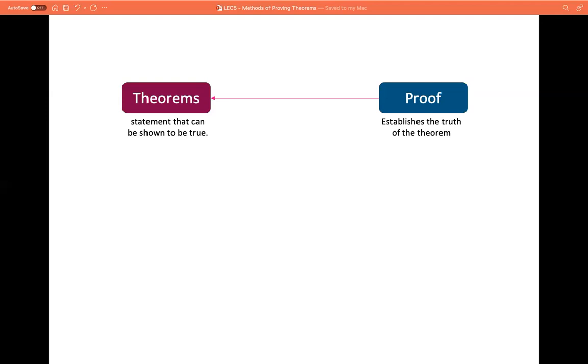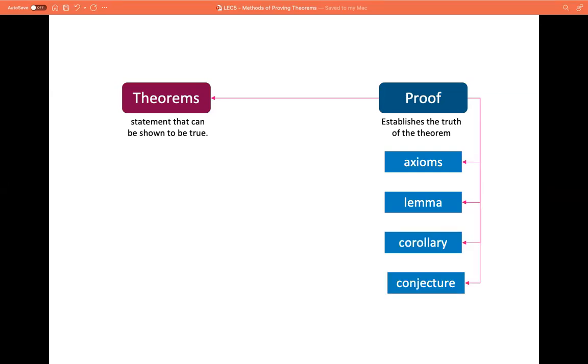Formally, a theorem is a statement that can be shown to be true. In mathematical writing, the term theorem is usually reserved for a statement that is considered at least somewhat important. In order for us to demonstrate that these theorems are true or valid, we can use a proof. A proof establishes the truth of the theorem. The statements that we can use in the proof are called axioms, lemma, corollary, as well as conjecture.